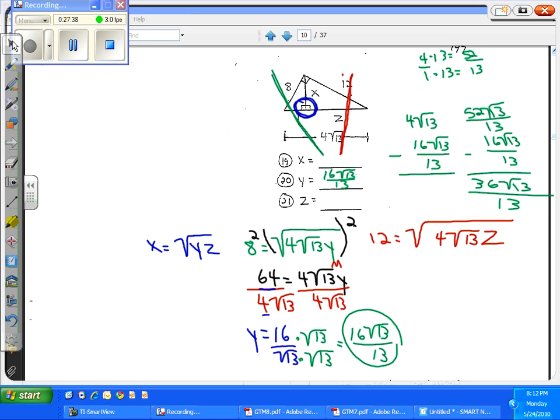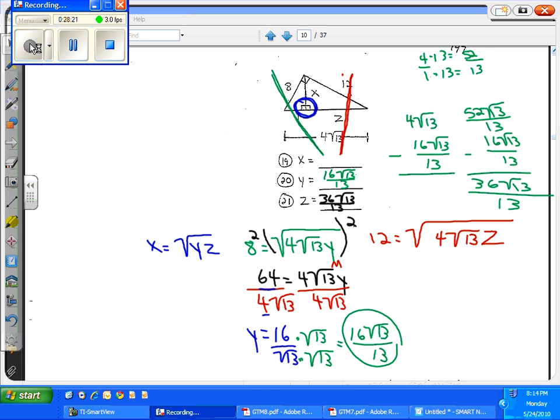And so the z would be, I'm double checking my work here. I was correct. I just wanted to double check my work so I didn't lead you astray. And so this is 36 square root of 13 over 13 for z.